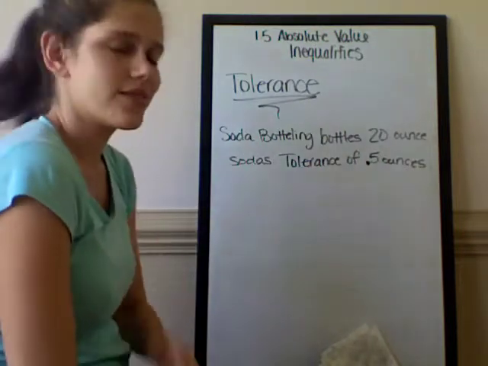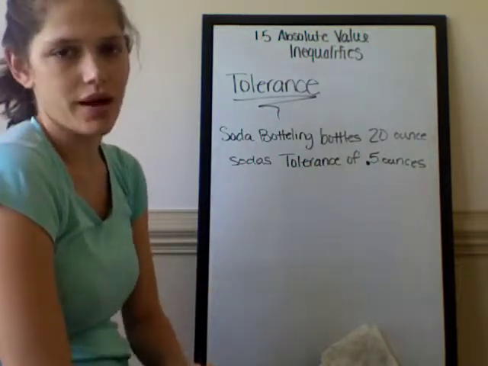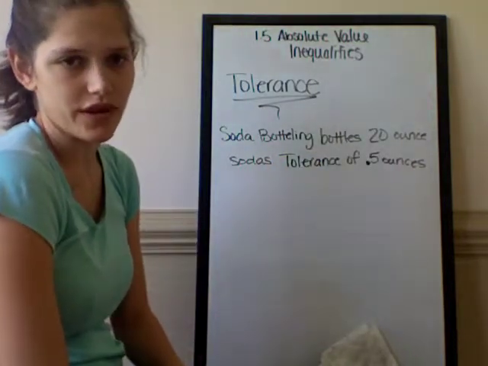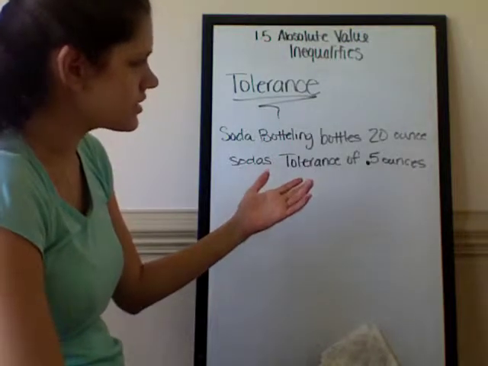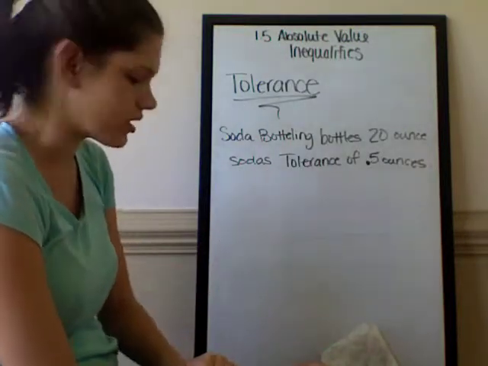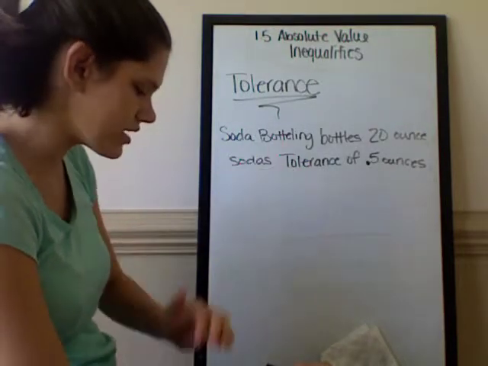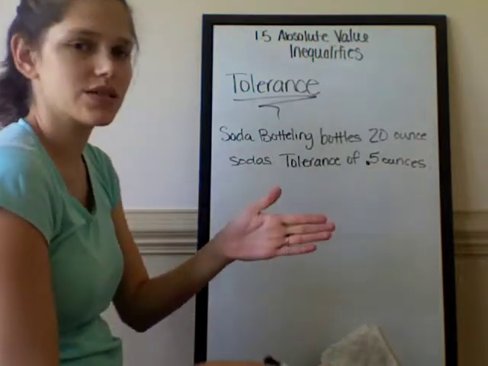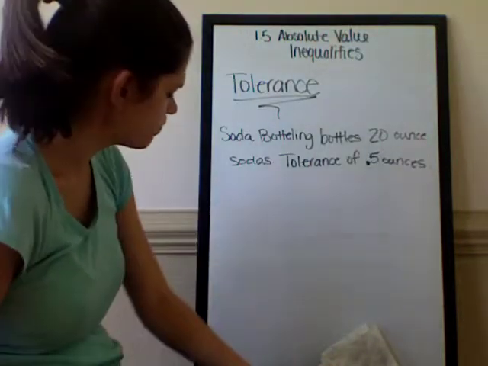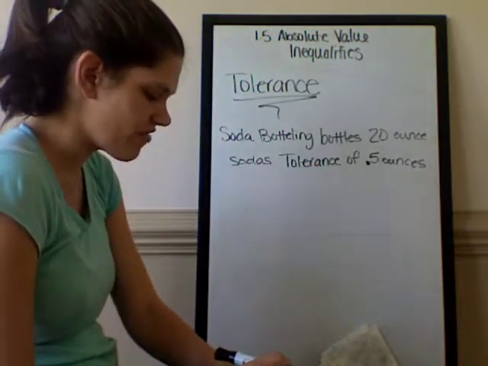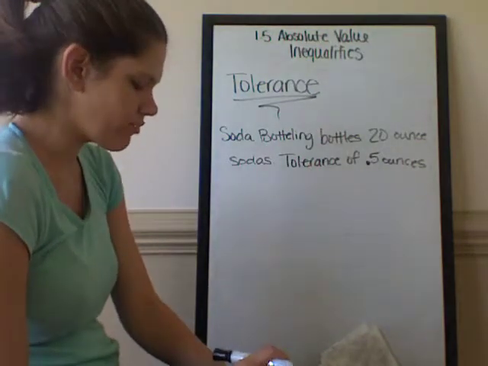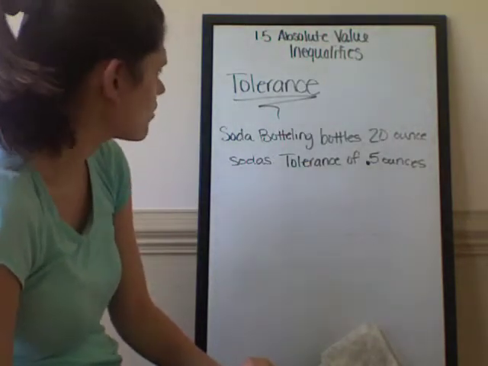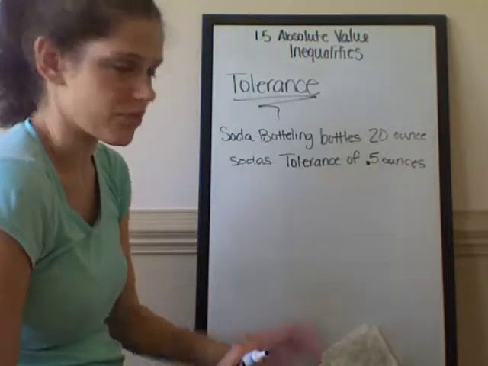Okay? So if I think about that, what's the least that my bottle can contain? Well, 20 ounces minus 0.5 ounces is 19.5 ounces. 20 ounces is the ideal, and then what's the most that that bottle can contain? Well, 20 ounces plus the 0.5 would give me 20.5 ounces. So my bottle can range from 19.5 to 20.5 ounces. Alright, so we want to write and solve an absolute value inequality that represents the tolerable amounts of soda in a 20-ounce bottle. Alright, we need to write an absolute value inequality to represent this.